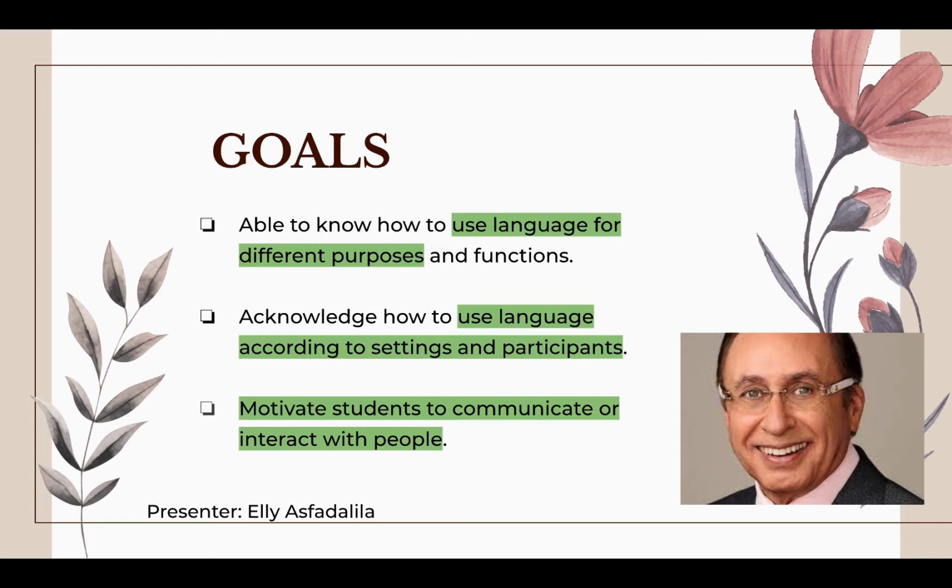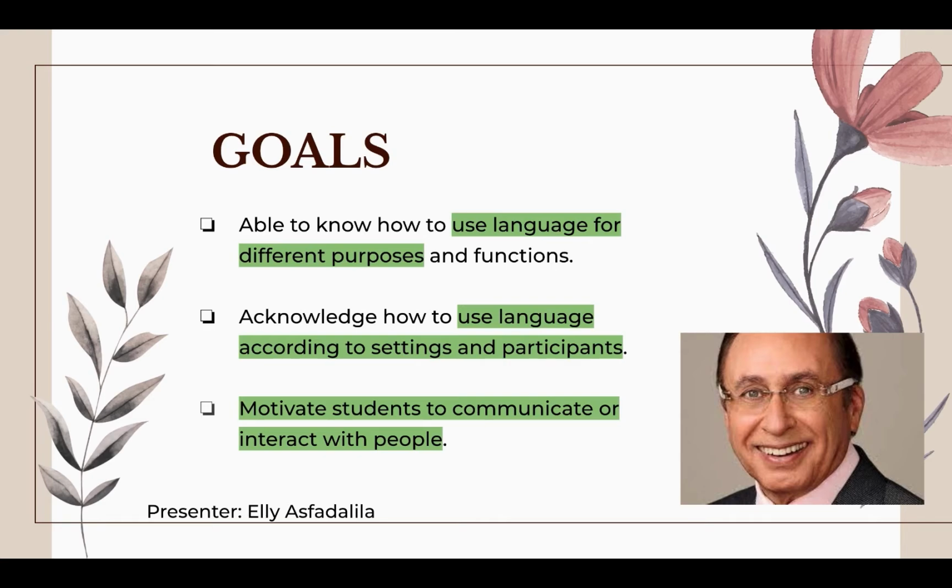Firstly, learners are able to know how to use language for different purposes and functions, such as requesting, describing, expressing, and etc. Secondly, learners know how to use language according to setting and participant. For example, a learner should be able to choose a particular type of language and should know when, where, and with whom they should use the language. For example, a student uses the correct way when to use formal or informal speech with certain people.